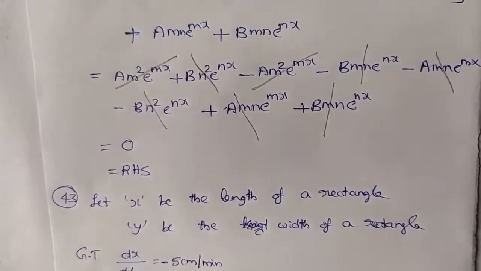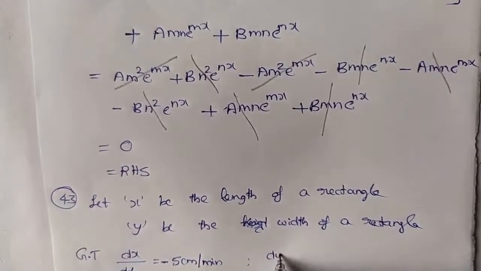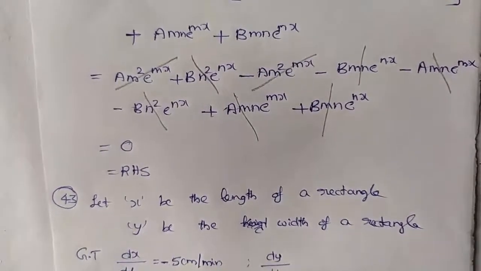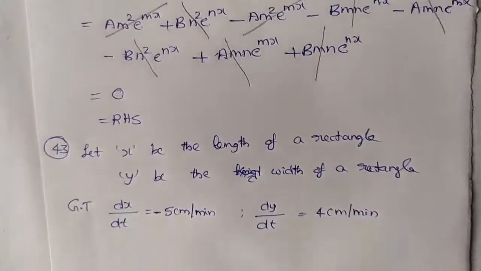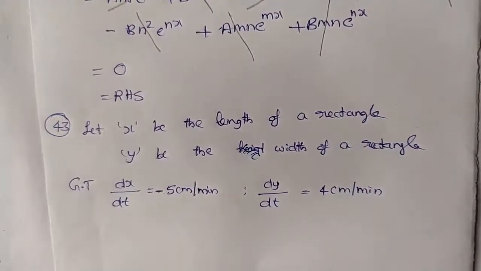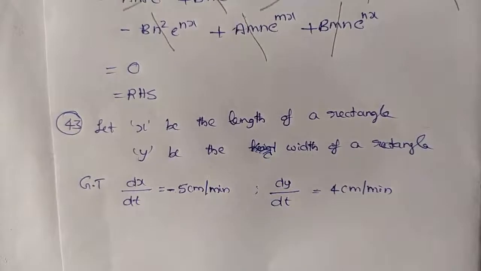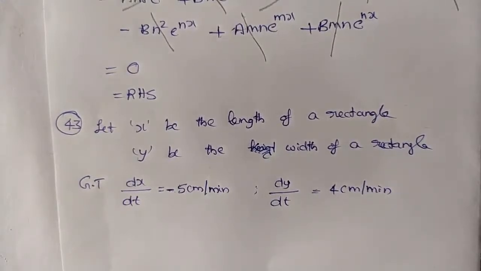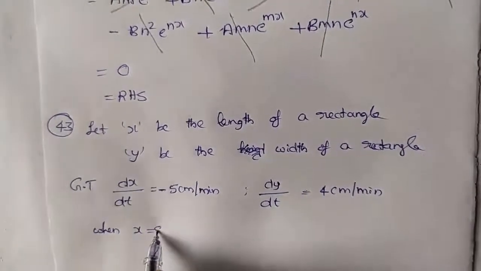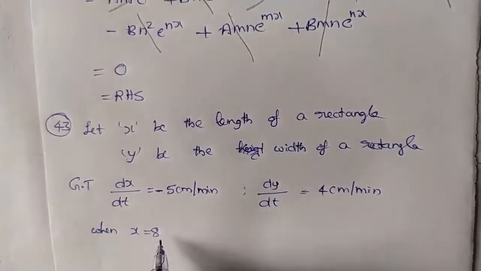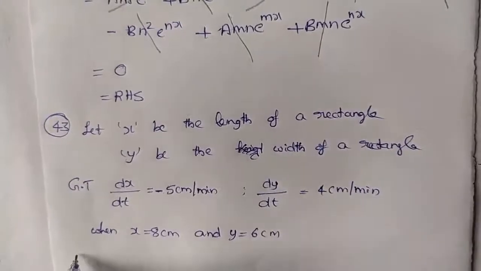Next, continue the question. The width we have taken as y, and the width y is increasing at the rate of, which means dy by dt equals 4 centimeter per minute. It is increasing, so we have taken plus. When x equals 8 centimeter and y equals 6 centimeter, find the rate of change.